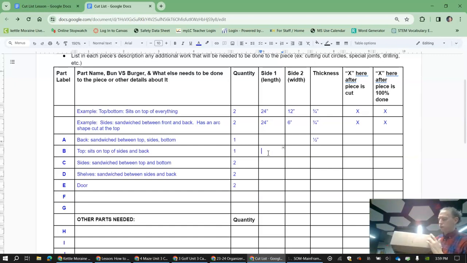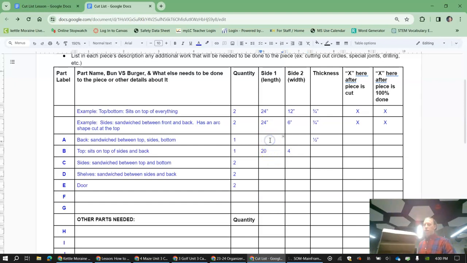So side 1 here would be side 1 of the top. It's a rectangle. Whenever you have a rectangle, you have a side 1, and then you have a side 2. Side 1, let's just say that's 20 inches. 20 inches this way, 20 inches long. And then this way, side 2, let's say that's 4 inches.